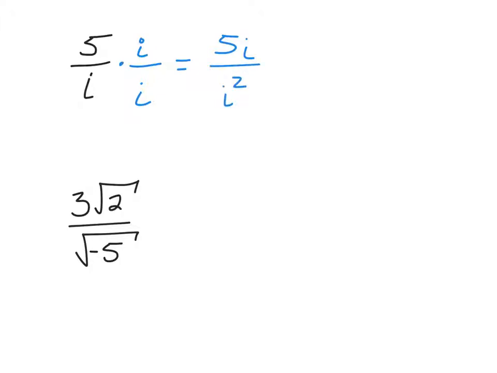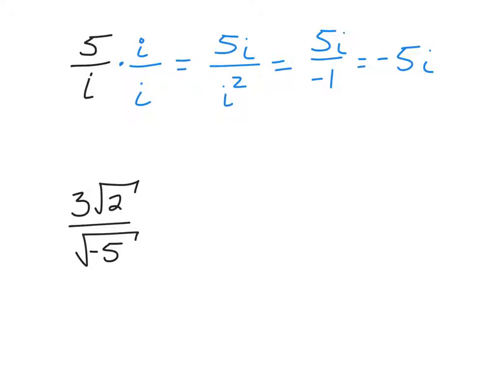And the whole point was to get rid of the i in the denominator, so don't cancel anything here. Make sure that you realize that that i squared is -1. So this would be 5i over -1, which would look better as -5i.